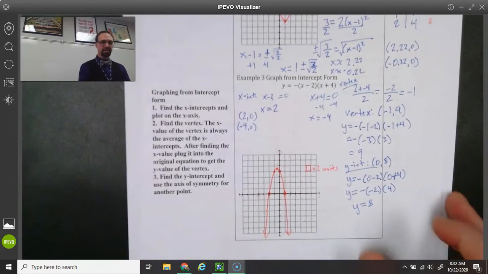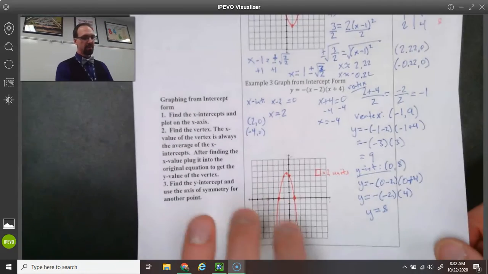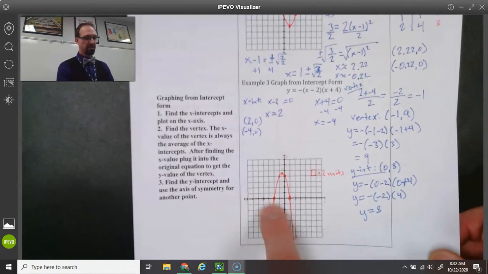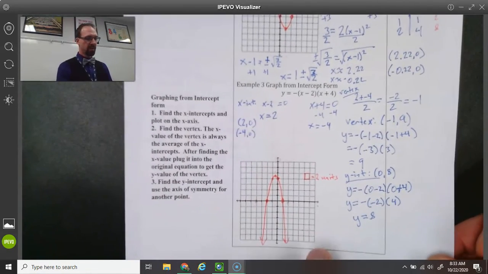Thank you for joining me on example 3, graphing from intercept form. It's a little bit easier, I think, to graph from intercept form if you're just trying to focus on the intercepts. We were able to also use this to graph by finding the vertex and the axis of symmetry as well.